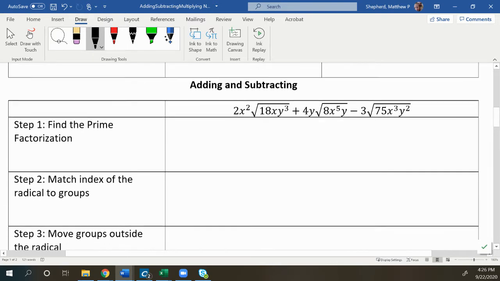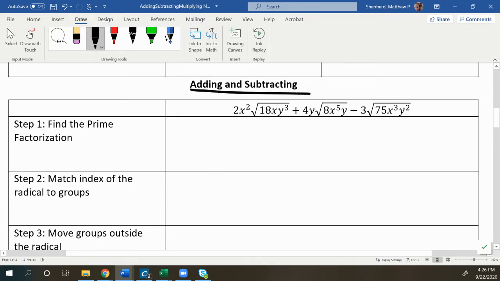Okay, in this next one, we're going to talk about adding and subtracting. Now, the first step in adding and subtracting these is, hopefully that looks familiar, it's essentially simplifying. We're going to begin by simplifying each one of those statements and then seeing if we have any like terms.